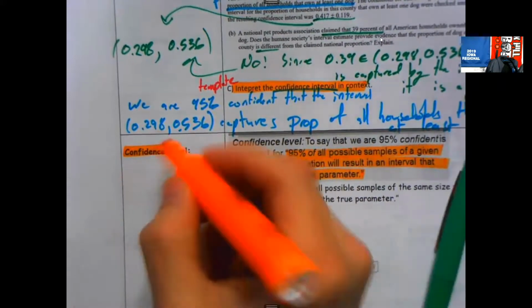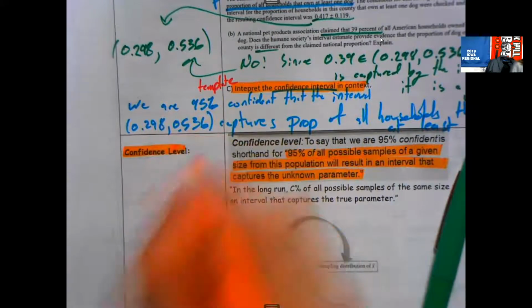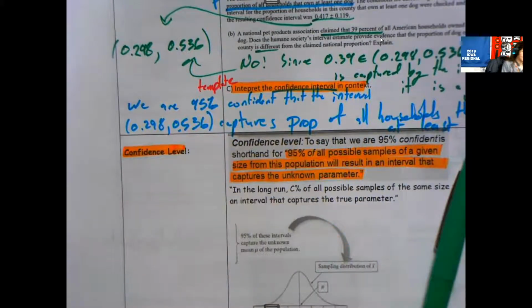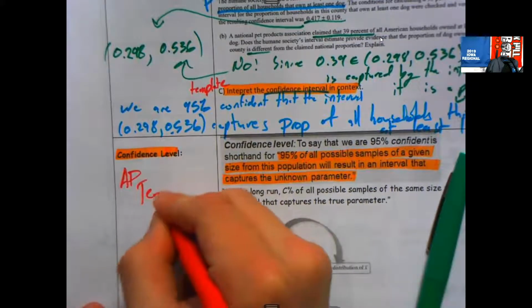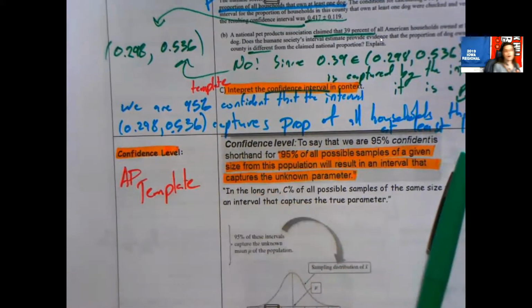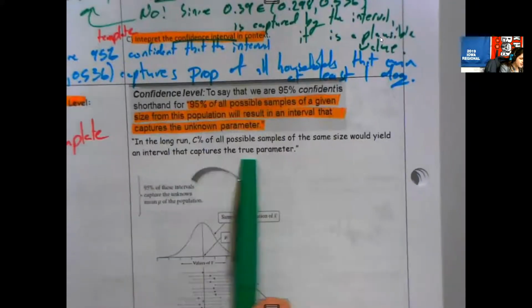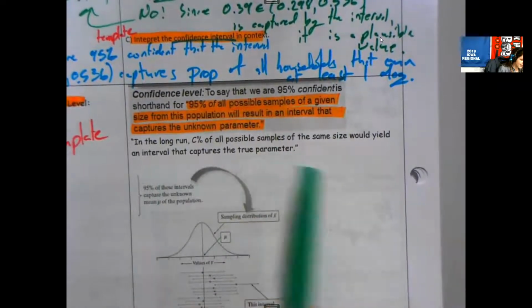AP is going to ask you to do these. And they've been getting more on the interpretation side. They've been less and less on the calculation, more and more on the interpretation. So this is another AP template that you need to know, that you need to memorize, that probably should end up on a note card. In the long run, C% of all samples of the same size would yield an interval that captures the truth.